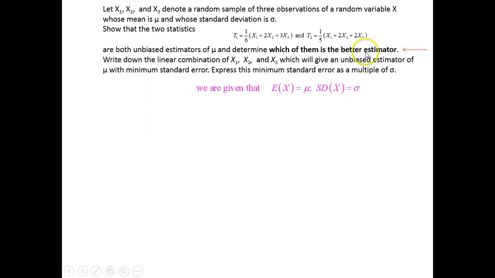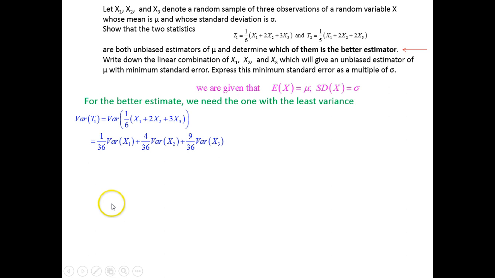We need to work out which is the better estimator. We need the one with the least variance. So we need the variance of T1 and the variance of T2. Variance T1, I square each coefficient. So I've got 1/36 times the variance of x1, 4/36 times the variance of x2, 9/36 times the variance of x3.